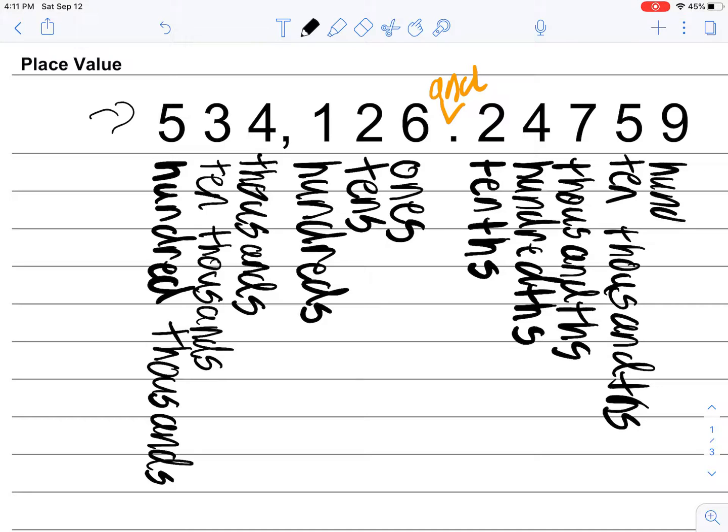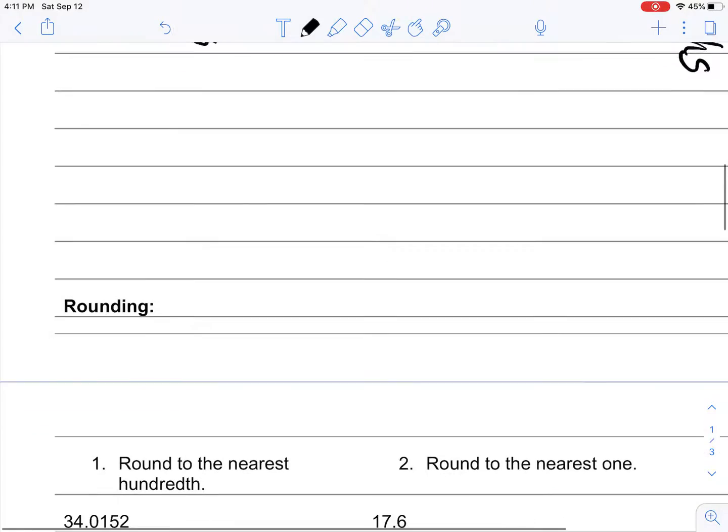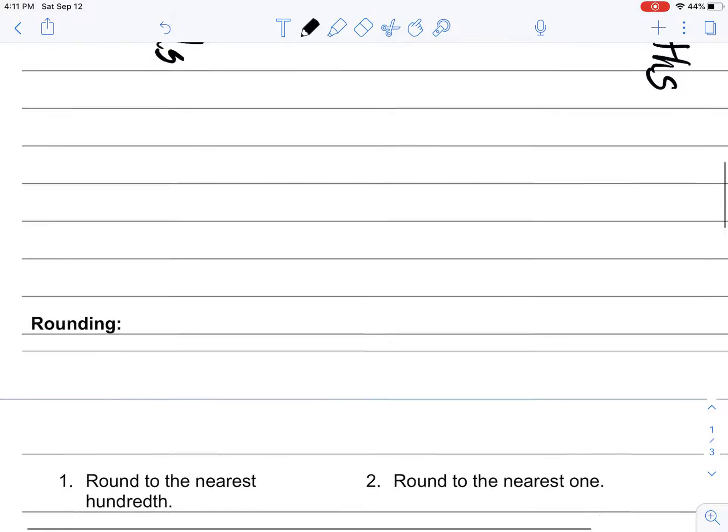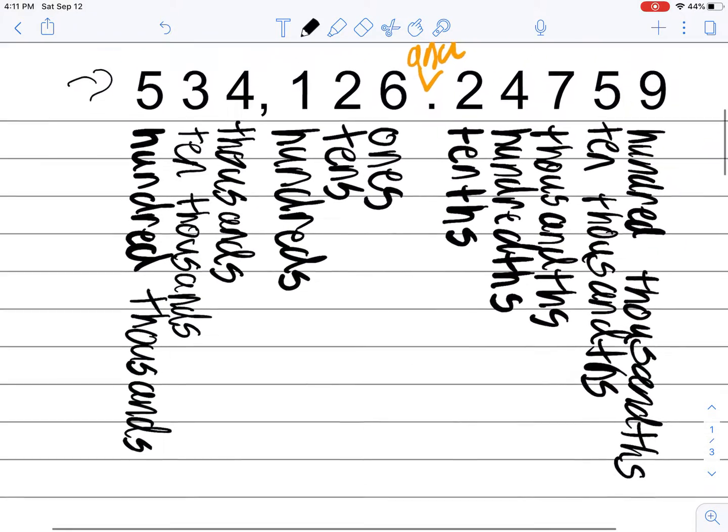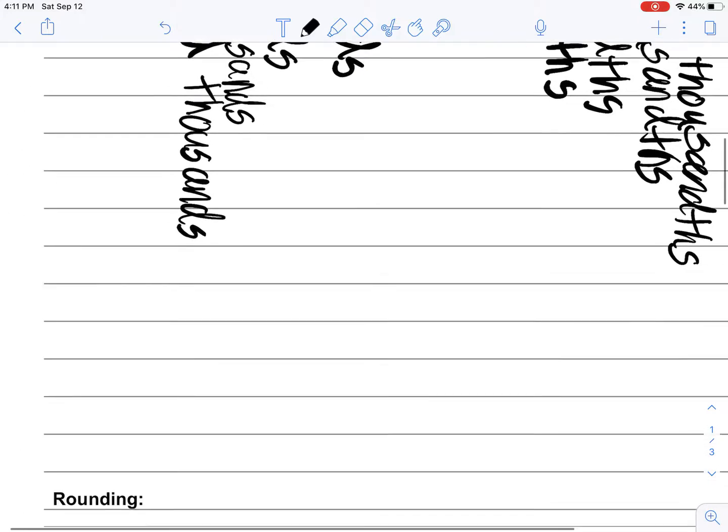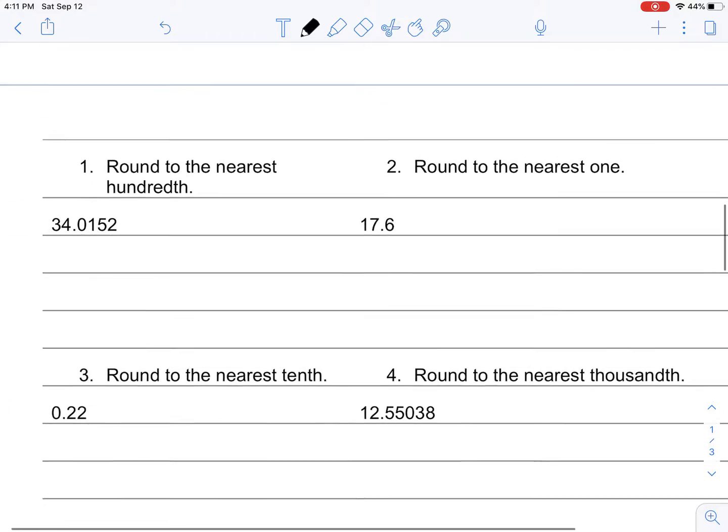And the 9 is in the 100,000ths place. Again, if you need time, this is a great part to pause and make sure that your notes match mine. We can now use place value of these numbers to help us round.